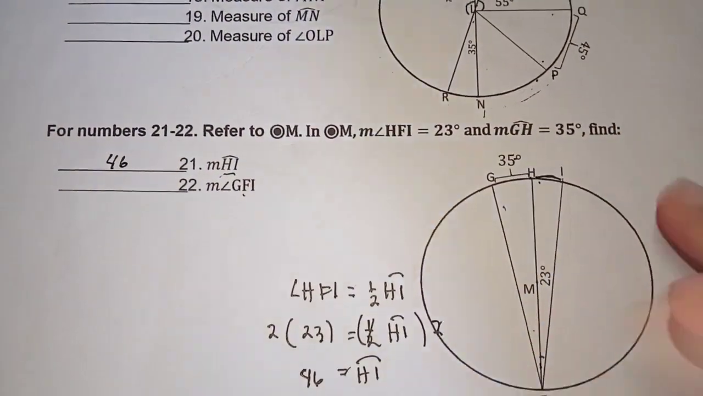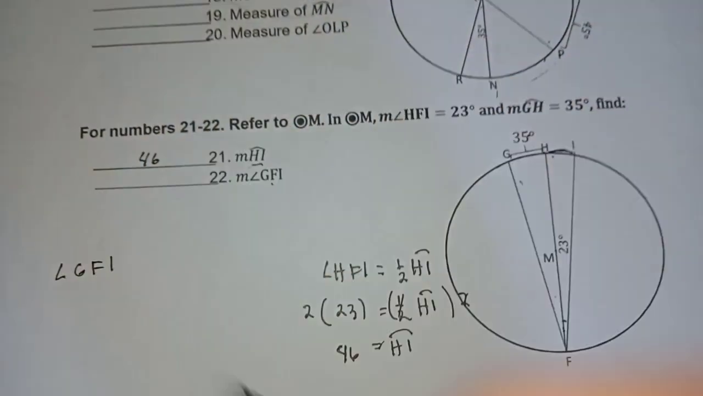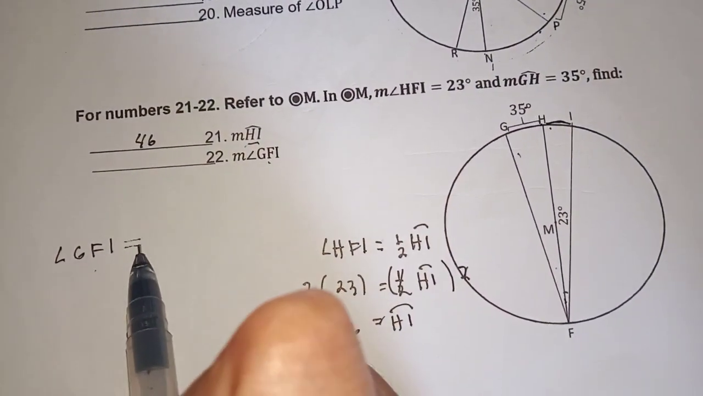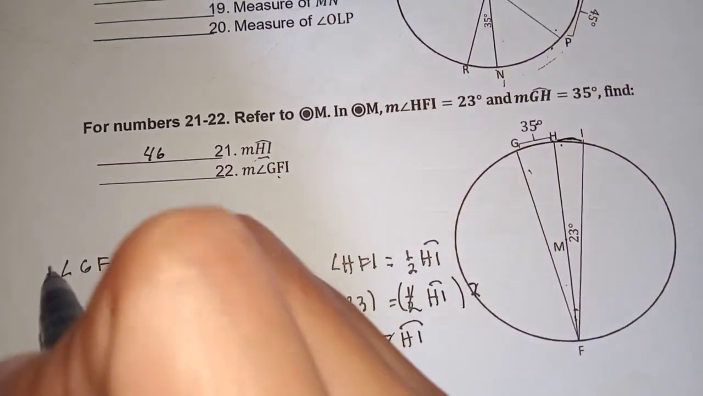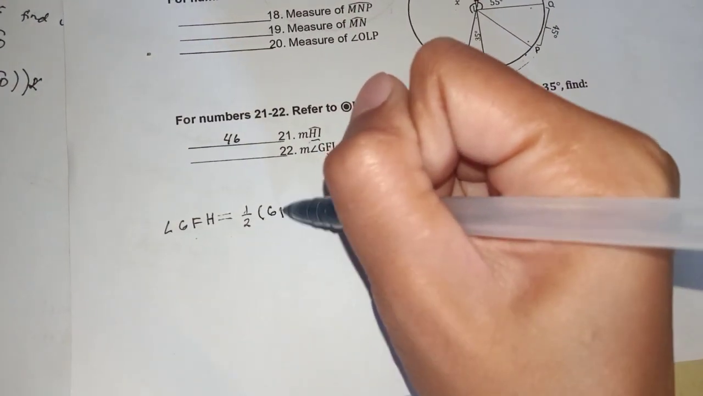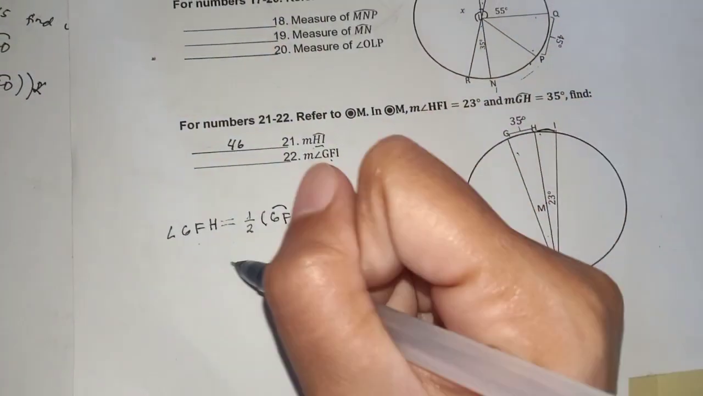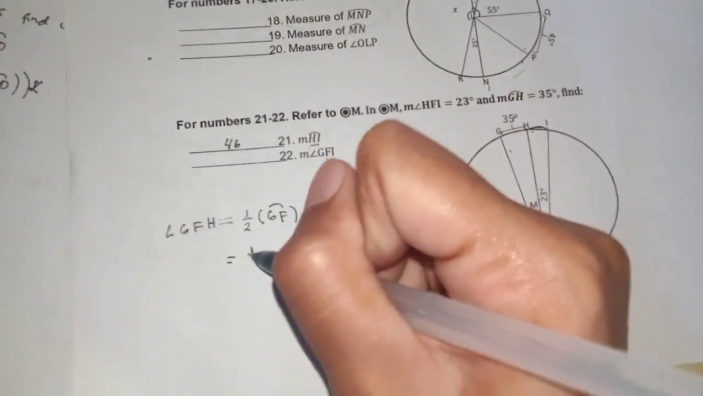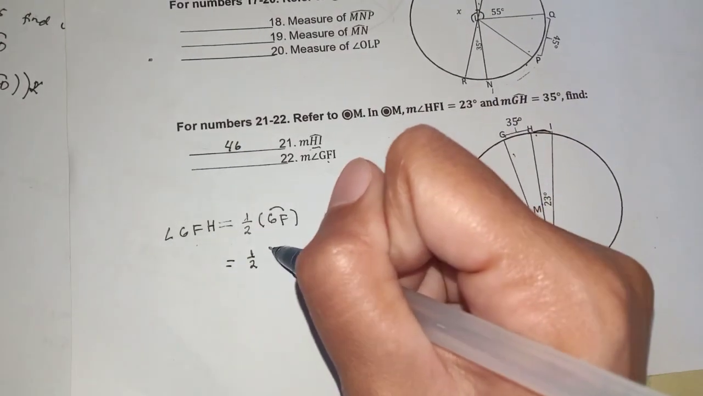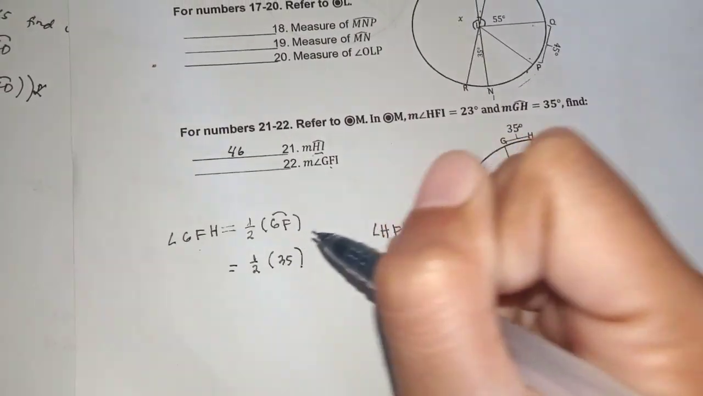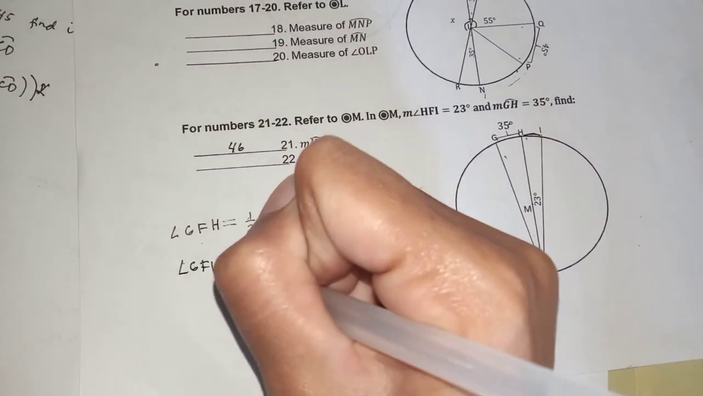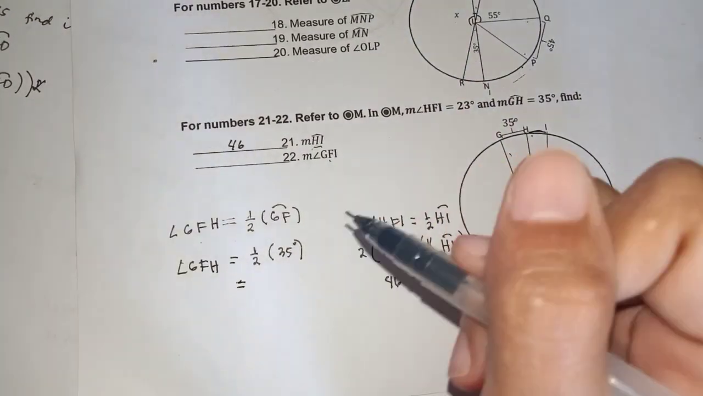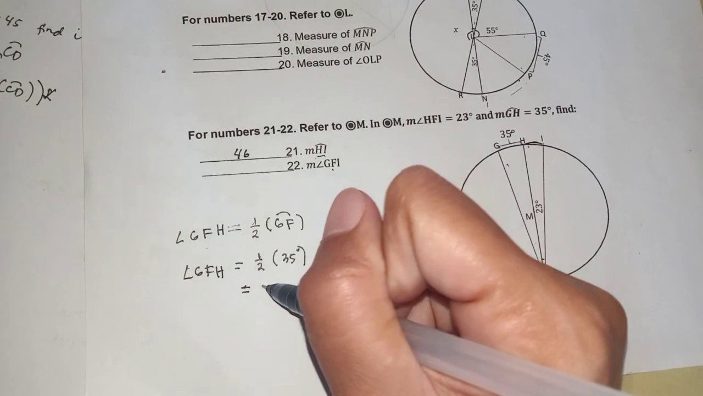So now let's move to angle GFH. It should be GFH, it will be corrected later. So we have now the angle GFH is equal to 1/2 of the arc GF. Our arc GF here is 35, so 1/2 of 35 is the measure of our angle GFH. So we have here 17.5. 17.5 is the measure of our angle GFH.